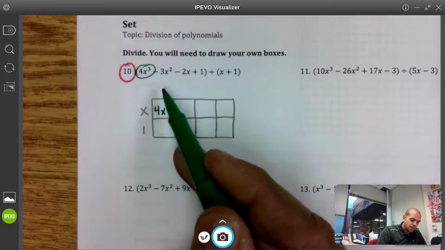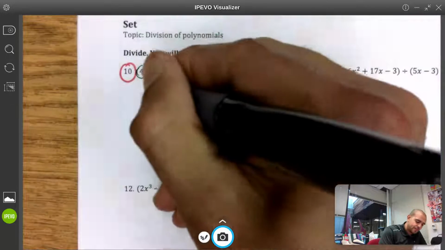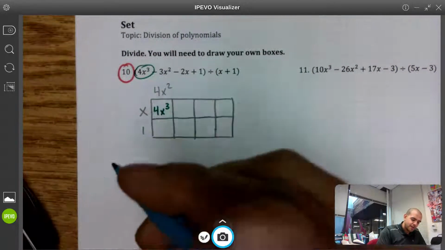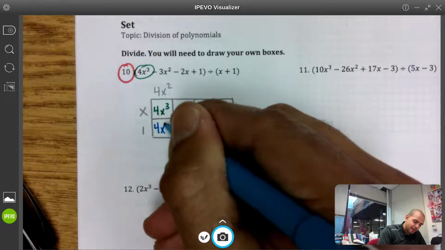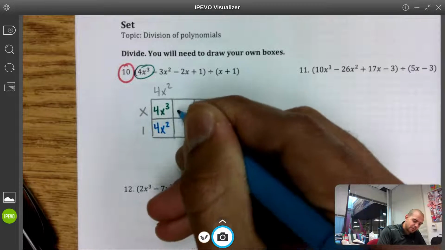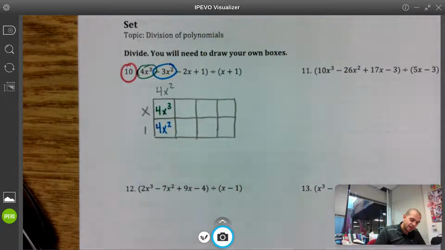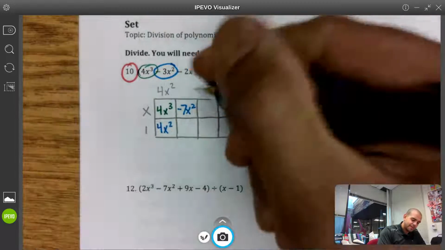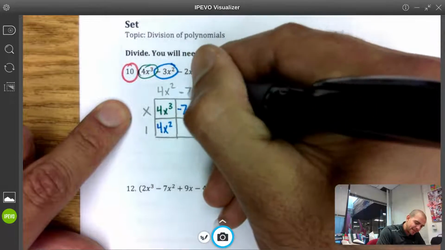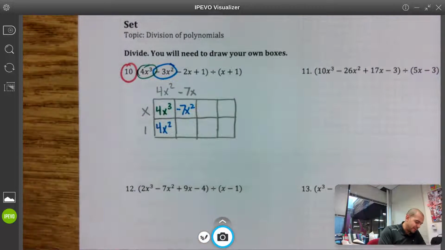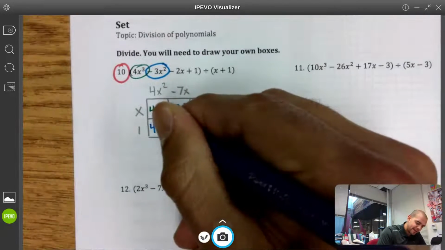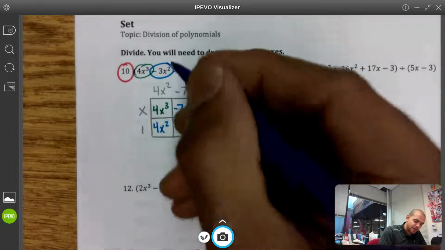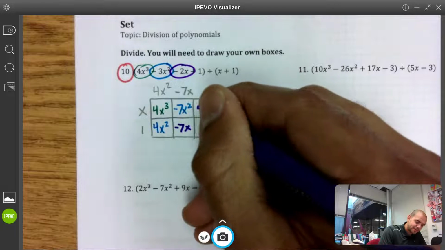I'm going to go pretty quick here. 4x squared times x is 4x to the third. Then that means this box is 4x squared. So what plus what will get you negative 3x squared? And that is negative 7x squared. That means this is negative 7x. That means this down here is negative 7x. Okay, so negative 7x plus what will get you negative 2x, and that's 5x.